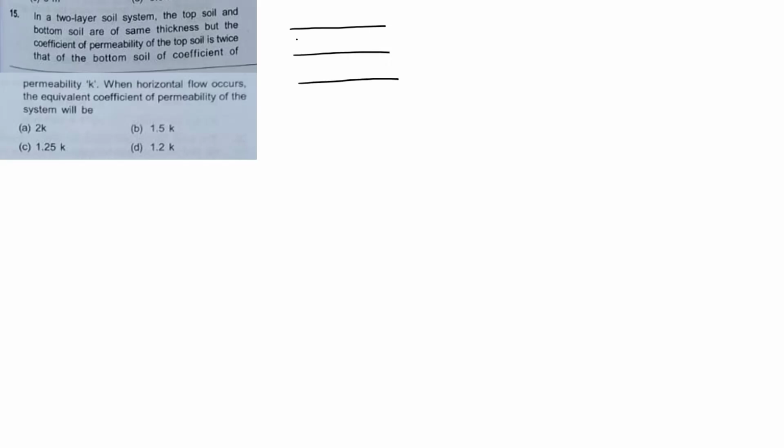This is the top soil, this is the bottom soil. They are of the same thickness. If the top layer has thickness h, then the bottom layer has thickness h. Both have the same thickness, and the permeability of the top soil is twice, so its permeability is 2k, and the bottom soil permeability is k.